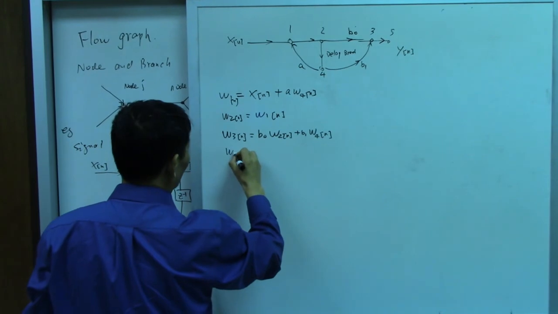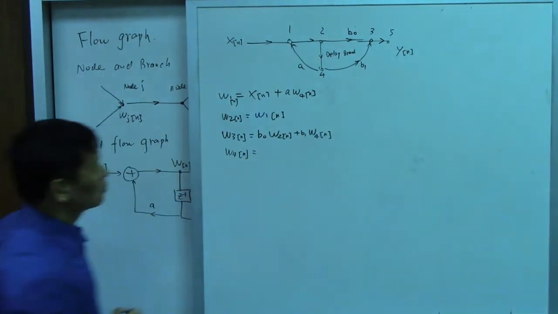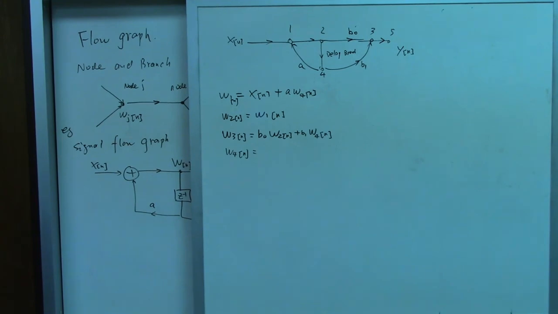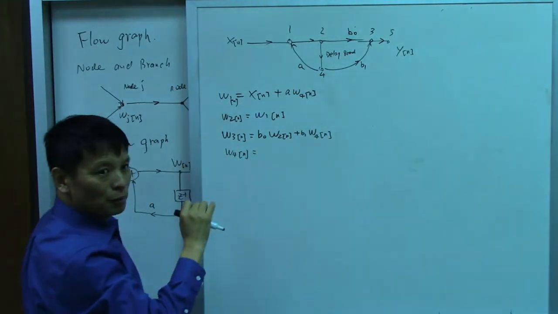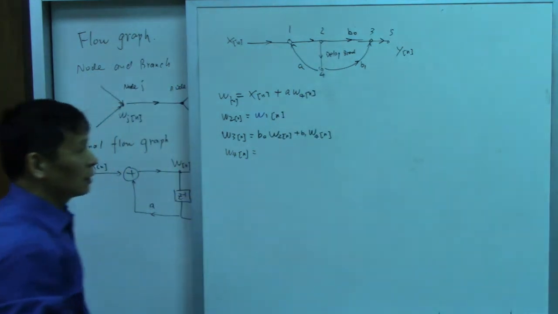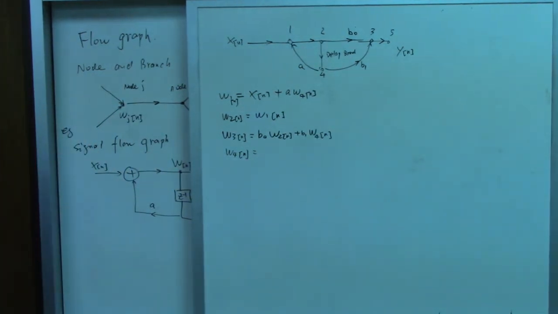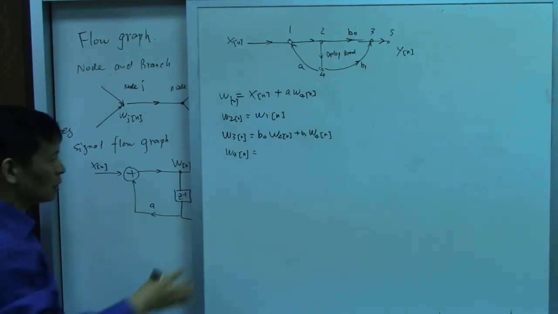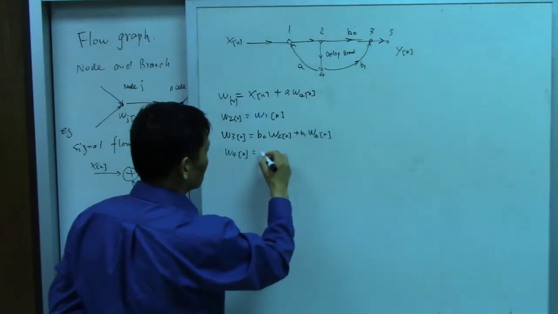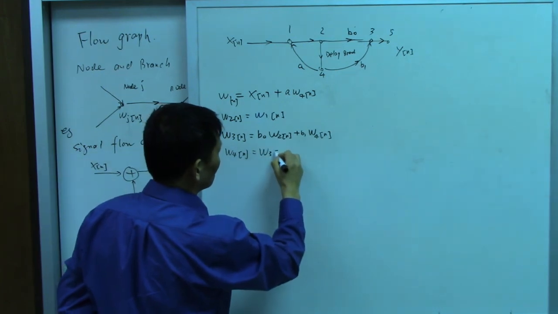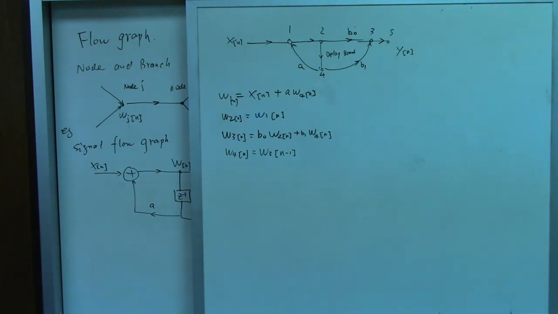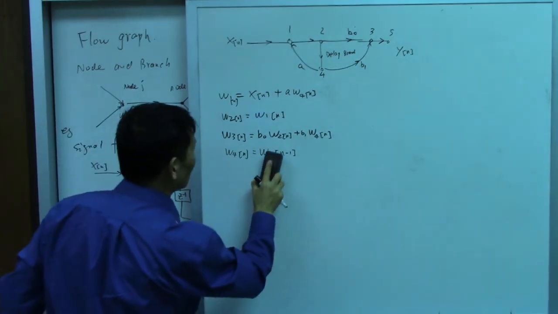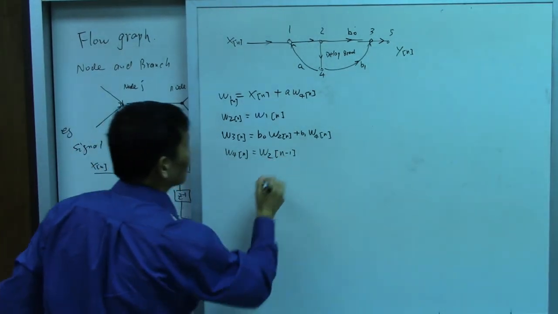How about W4? We don't need to consider this one because this is out. We don't need to consider this one. This is out too. We only need to consider this one. And the function is unit delay. So that means W4[n] equals W3[n-1]. Is this good? Shouldn't it be 2? Oh, sorry, yes, you're right. Okay, W2, good. W2[n-1]. Yes.